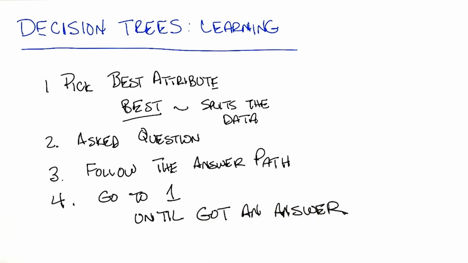So you pick the best attribute, and you actually defined what best attribute was. You wanted to pick one that would somehow eliminate at least half of the things that you might worry about and keep the other half in play. You asked the specific question, you followed the path to that, and then you went back and picked another attribute, and so on and so forth until you got the answer that you wanted. That's an algorithm, and that's an algorithm that we might use to actually build a decision tree.